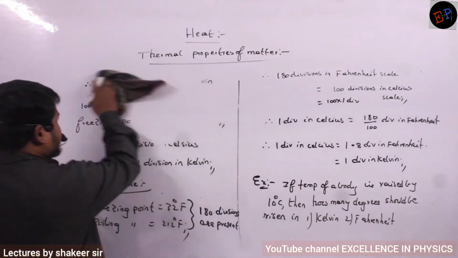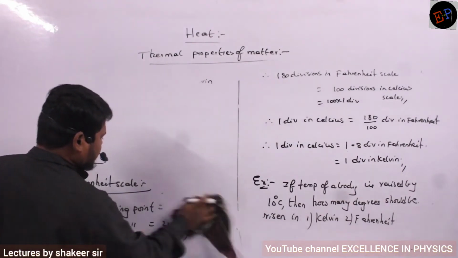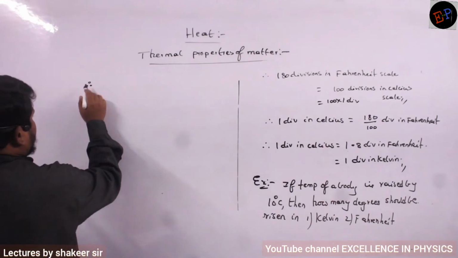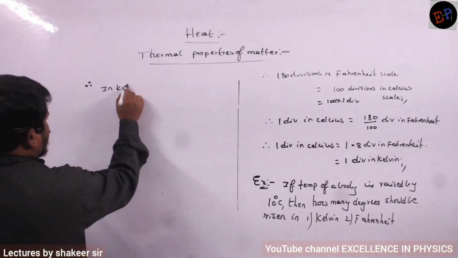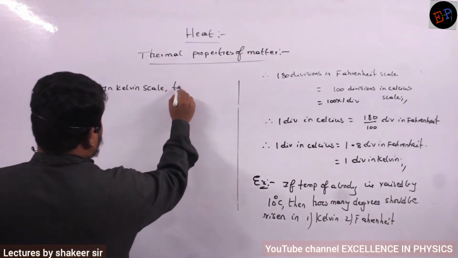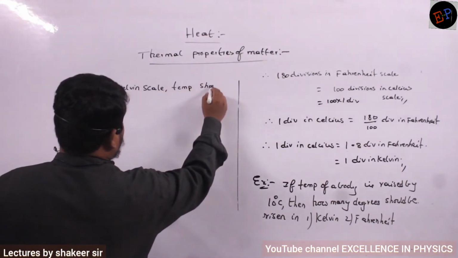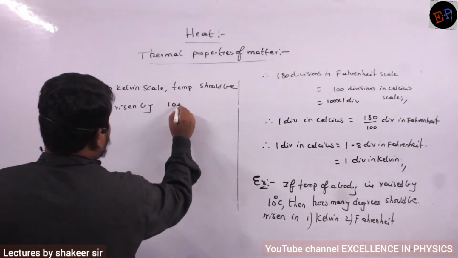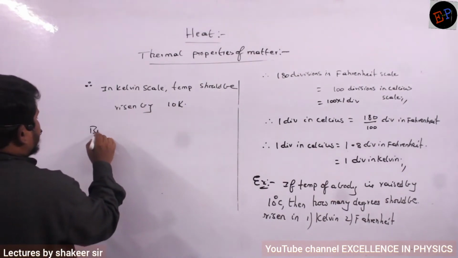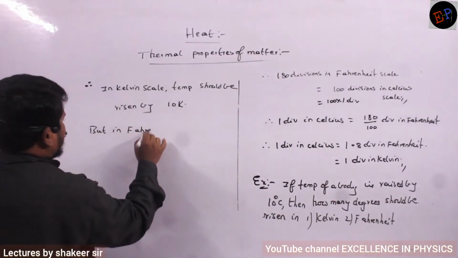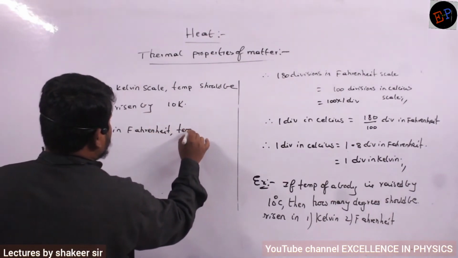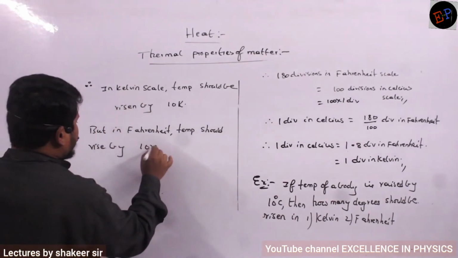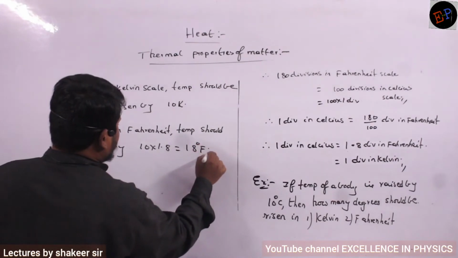So therefore what do we write? Okay? Therefore we write, in Kelvin scale, temperature should be risen by how many degrees? 10 Kelvin. But in Fahrenheit, temperature should rise by 10 into 1.8. So 18 degrees Fahrenheit.